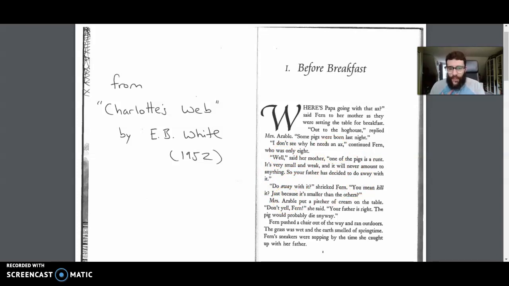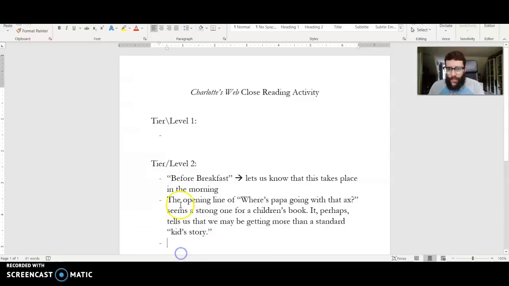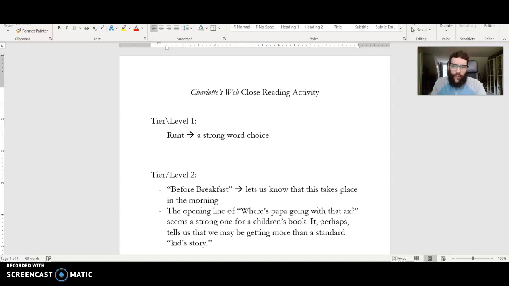Now, to me, runt is a word that always stands out in its usage here because it is a farm word, but it is also a word you can use to disparage or insult somebody. So the use of the word runt is, I think, a strong and impactful word choice, and one that always stands out to me when I reread this book or this section.